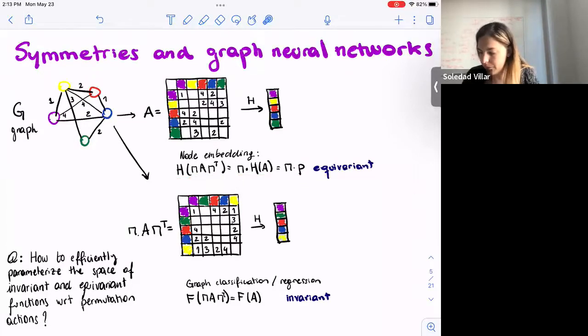So if you see, the action in the input is not the same as the action in the output, but the group is the same. So the question is, how can we efficiently parameterize the space of invariant and equivariant functions with respect to this action by permutations? There are many ways people do that.